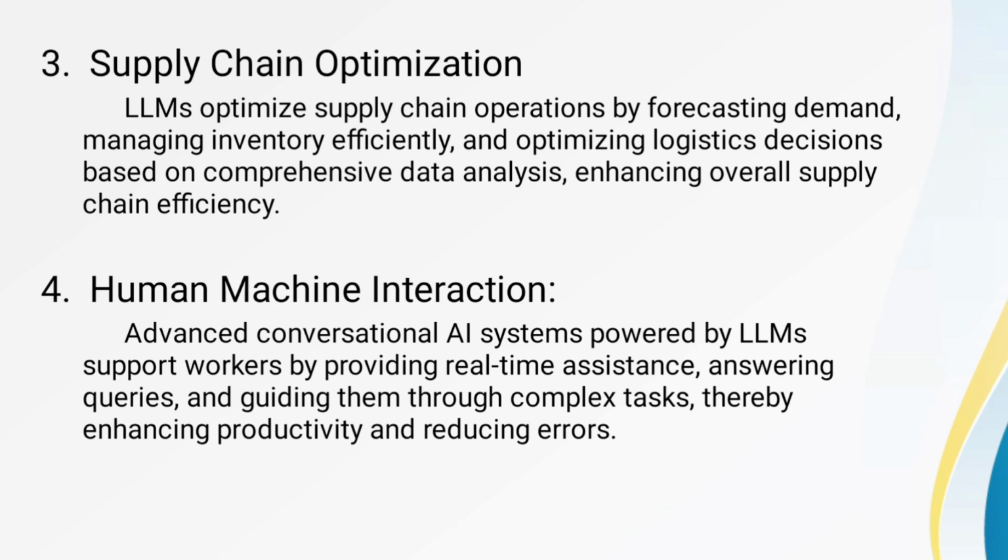Number 3 is supply chain optimization. LLMs optimize supply chain operations by forecasting demands, managing inventory efficiently, and optimizing logistics decisions based on comprehensive data analytics, that is, big data analysis, enhancing overall supply chain efficiency. Number 4 is human machine interaction. Advanced conversational AI systems powered by LLMs support workers by providing real time assistance. Chatbots provide assistance, answering queries, and guiding them through complex tasks, thereby enhancing productivity and reducing errors.